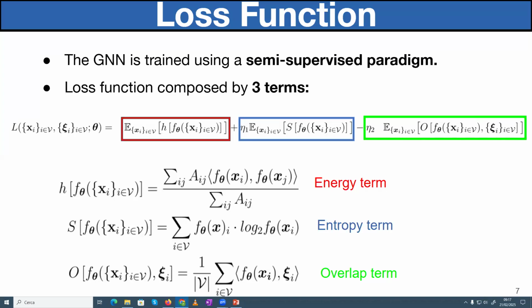A paramagnetic solution is a configuration for which every entry of the probability vector is equal to 1 over q, where q is the number of colors. And lastly, we have an overlap term. This term is the only supervised term we use in the loss function, as you can see. We decided to use this term because the training procedure becomes more robust and the training itself becomes more efficient overall.